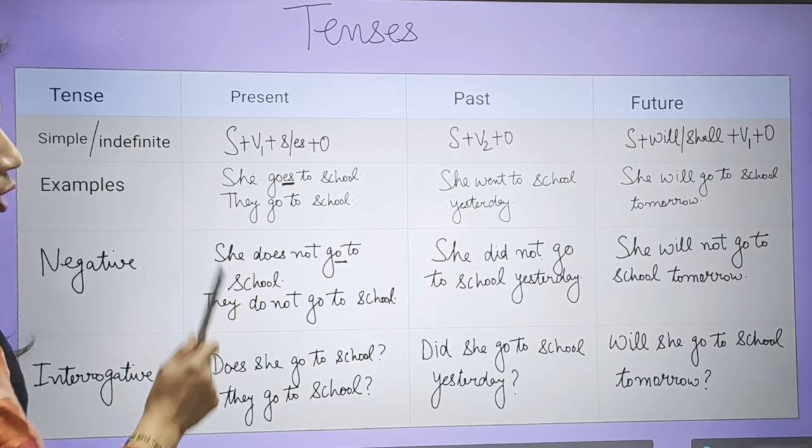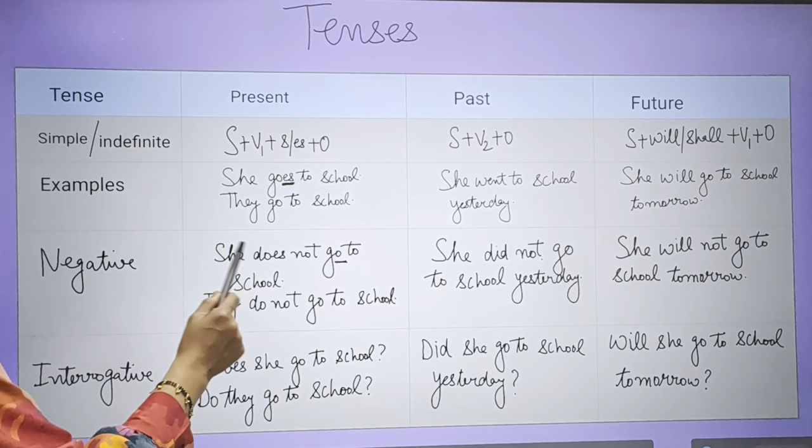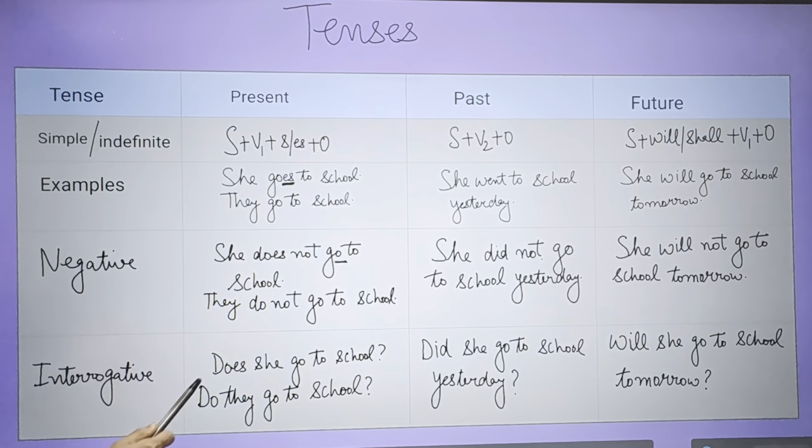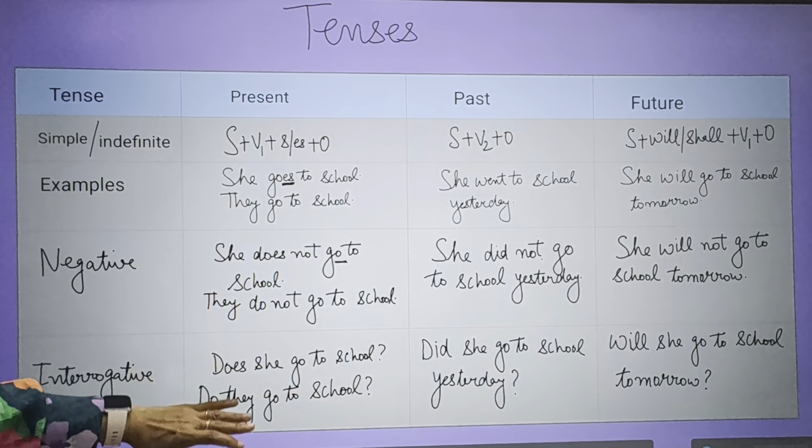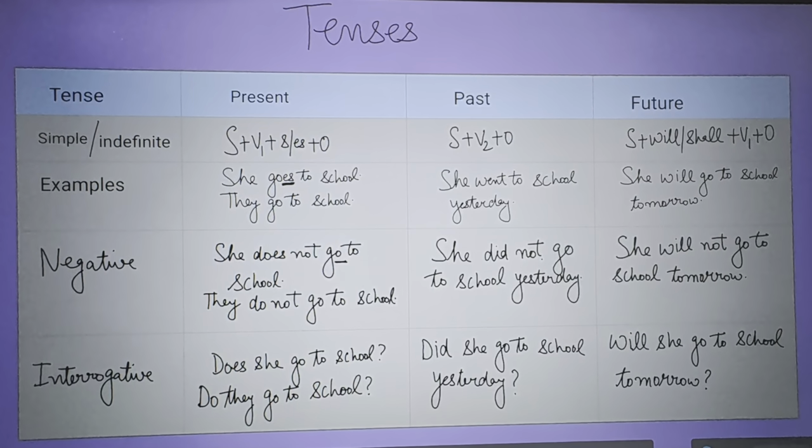Now, if you have to change it into question, you will bring does in the beginning or do in the beginning. Like does she go to school? Question mark. Do they go to school? Question mark. Like this, you will change it into interrogative form. So this was about simple present tense or present indefinite tense.